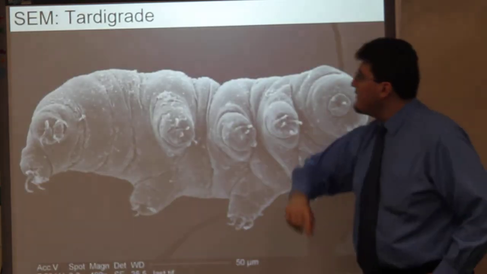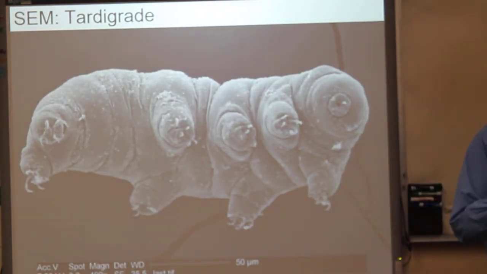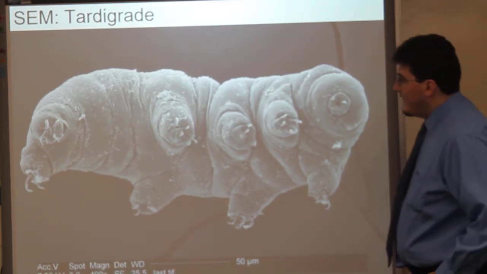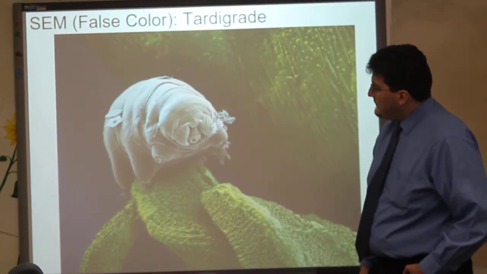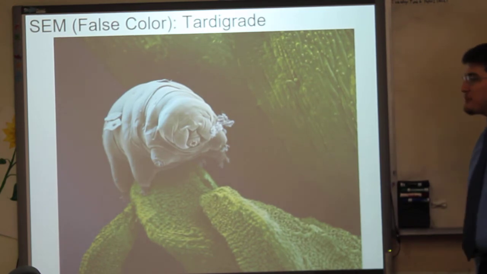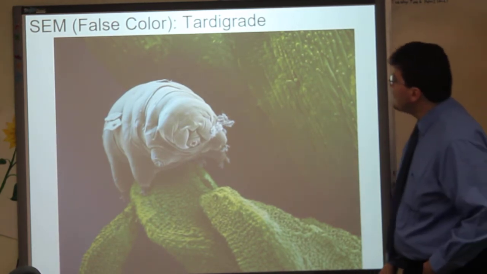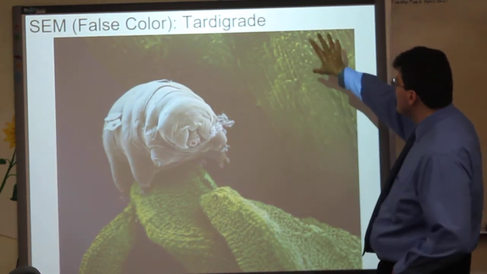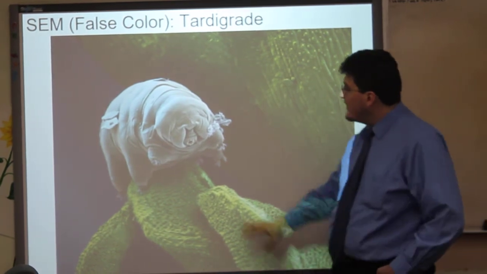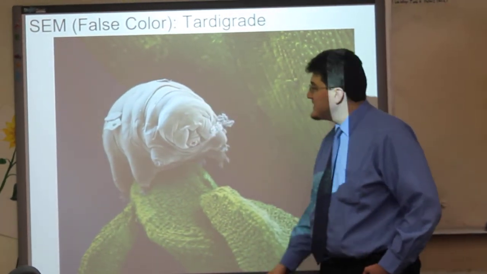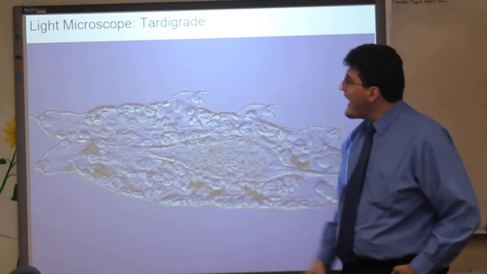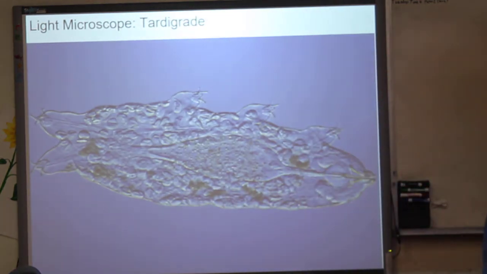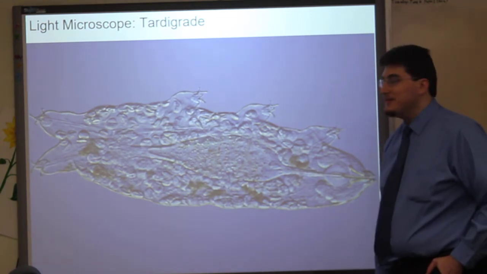So, and this is a tardigrade, my spirit animal. And this is also a tardigrade. This is a false color image, as promised. So a false color image, where you have your algae in the background that's colored green, your tardigrade is colored tan, and then you have a light microscope image of a tardigrade. I like tardigrades. The internet loves tardigrades.